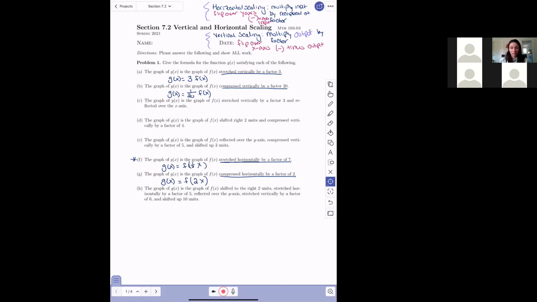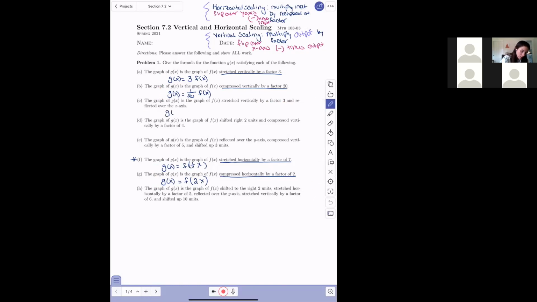Does that make sense or help at all? Yep. Good. Okay. Problem C. The graph of g of x is the graph of f of x stretched vertically by a factor of 3 and reflected over the x-axis. So this one's got a lot going on.